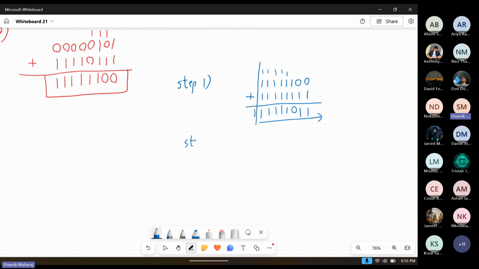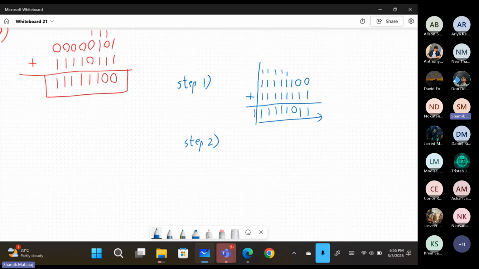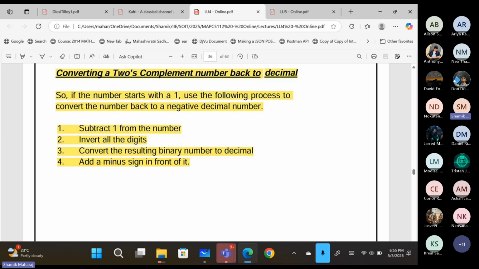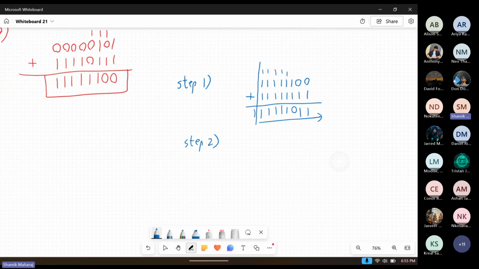I'm sure step 2 was to invert all the digits, but let's just make sure. Why can't I see anything? Invert the digits, all right. So invert the digits, we get 0, 0, 0, 0, 0, 1, 0, 0.